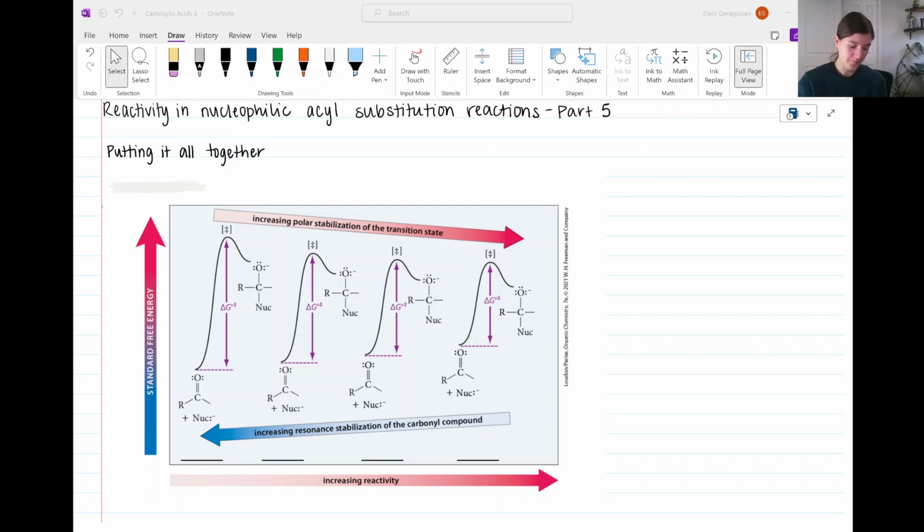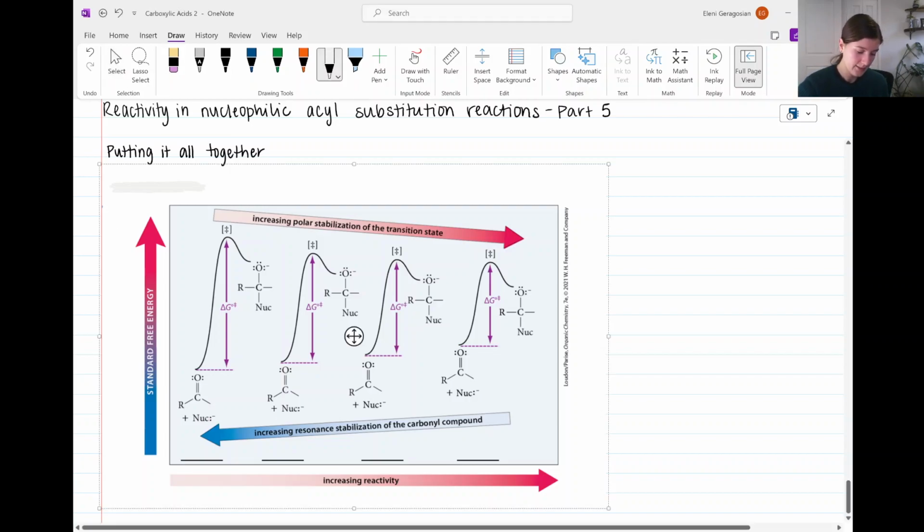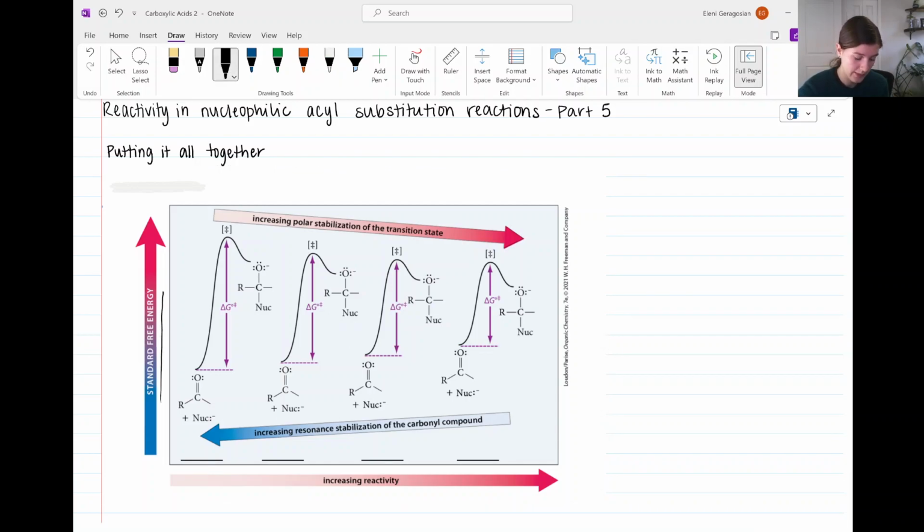We have on the y-axis standard free energy. So we're looking over here. Standard free energy. So we're increasing in energy. The y-axis is showing increasing reactivity. Now we have even more information though within this plot here.